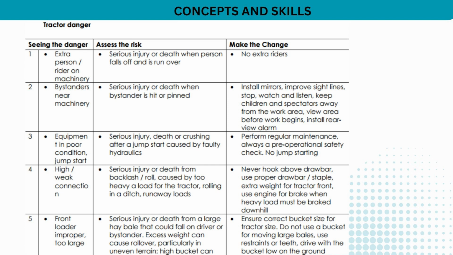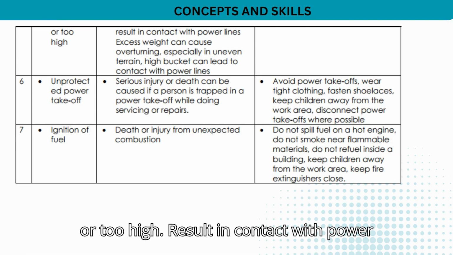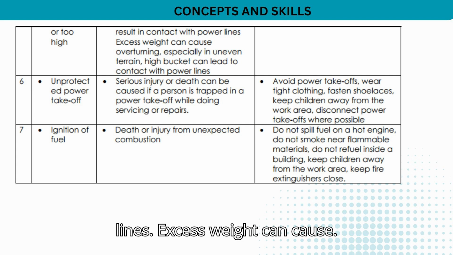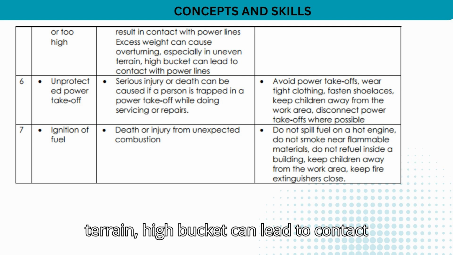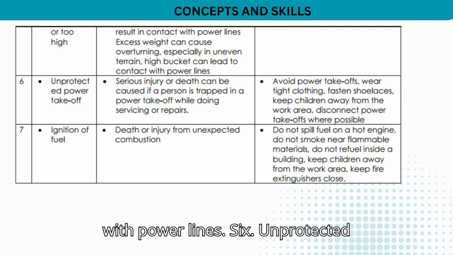Or too high, resulting in contact with power lines. Excess weight can cause overturning, especially in uneven terrain. A high bucket can lead to contact with power lines.